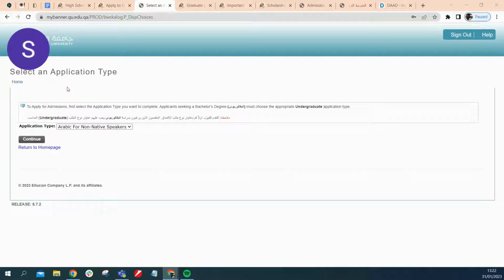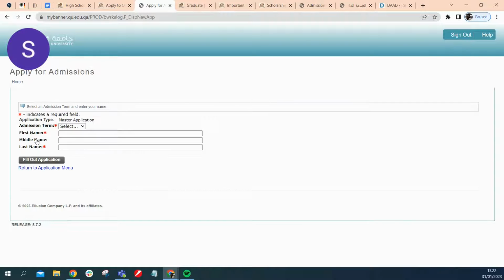So when you have already created your login, you would get to this point where it says application type, Arabic for non-native speaker, but you select what you're applying for. So I'm definitely applying for, let me say, a master application. Yes, then I click on continue. And it brings you to this page that says apply for admission. So application.